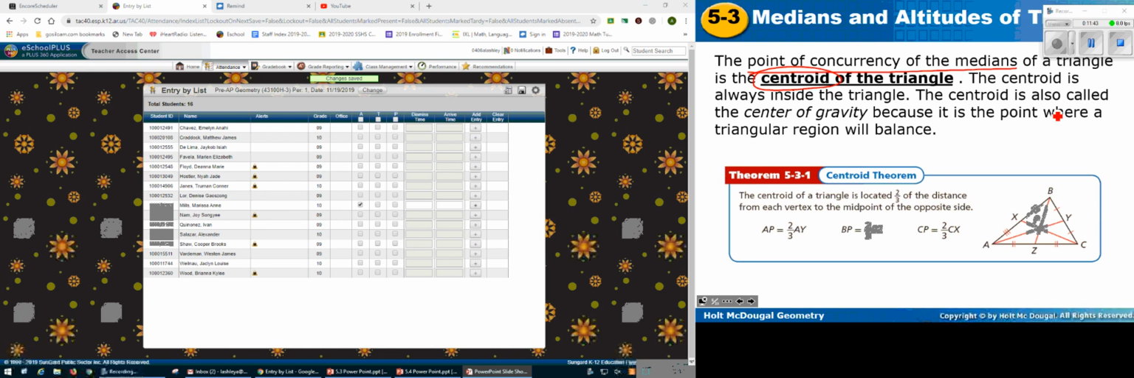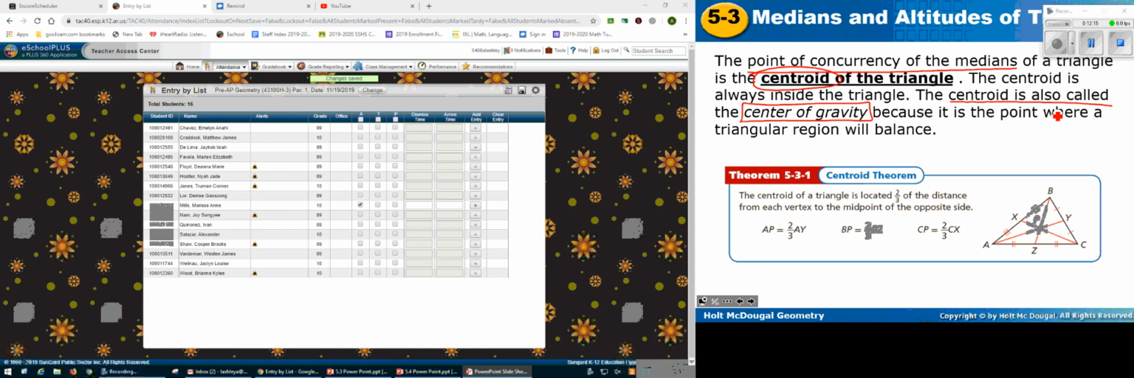Okay, the centroid is one of the most special points of concurrency. It's got a lot of things special about it. So the first thing that's special about it is the centroid is also called the center of gravity. So you're going to have word problems, and on the word problem it may not say find the centroid. It may say find the center of gravity. And you have to know the center of gravity is the centroid. Kind of helps that they sound the same when we start talking about them. Center of gravity, centroid. Maybe that'll help you remember.